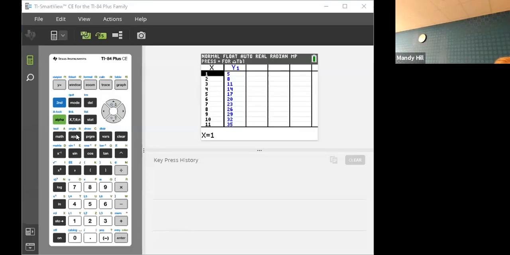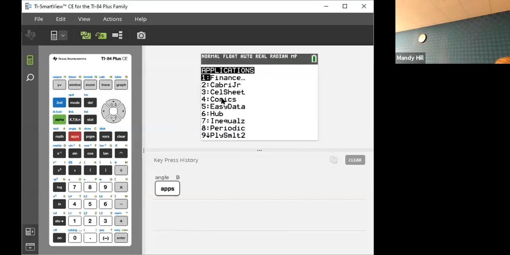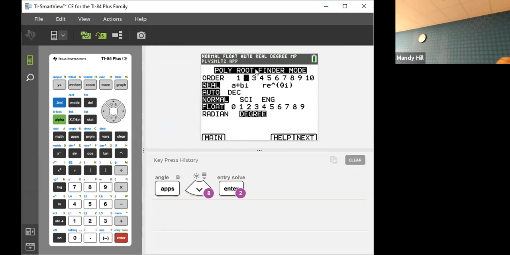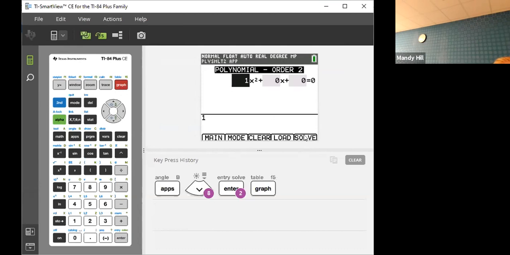On the graphing calculator, you go to apps, and you want to go to the very bottom one, number 9. You can either hit 9 or use your arrow, doesn't matter. Then we want the polynomial root finder, so I'm going to hit enter. It had 2 roots, okay? So I'm going to hit next, which is the graph button. Whatever button is underneath here is what you want to push to get it to come up.